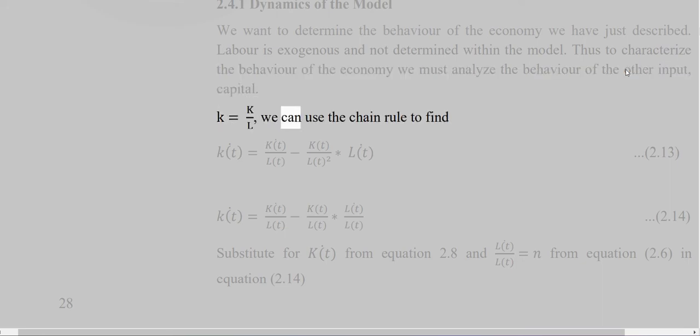k = K/L, and we can use the chain rule to find the change in k, equations 2.13 and 2.14. Substitute for ΔK from equation 2.8 and for ΔL/L = n from equation 2.6 in equation 2.14.